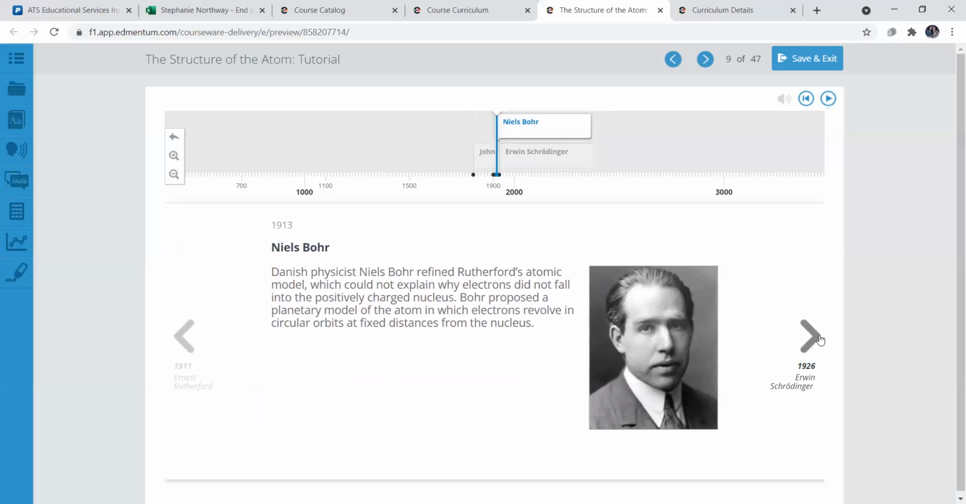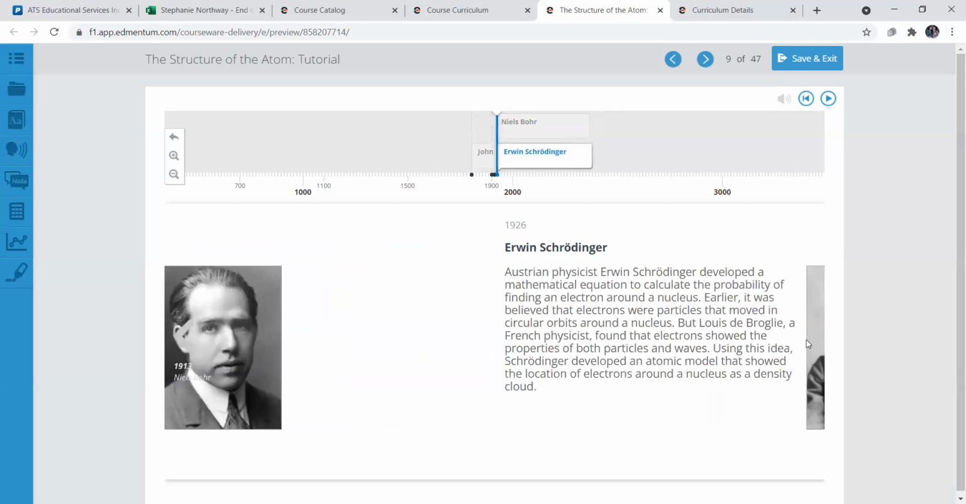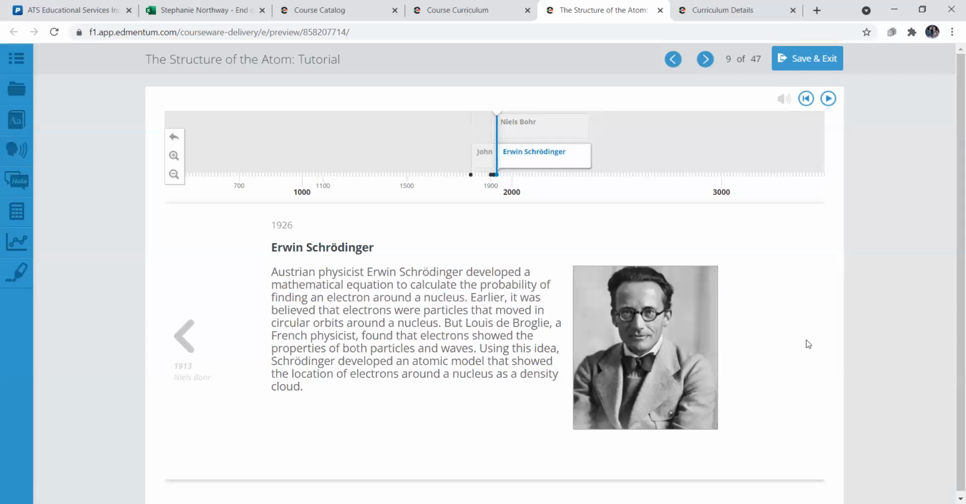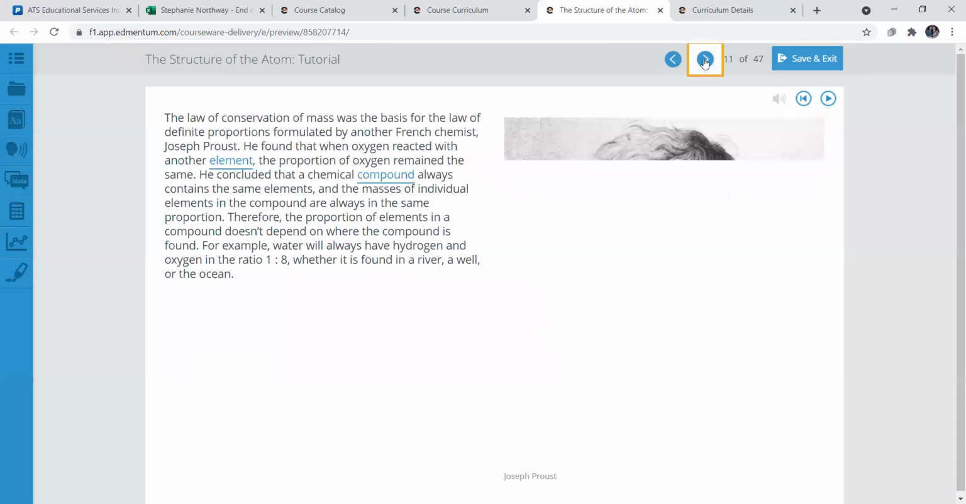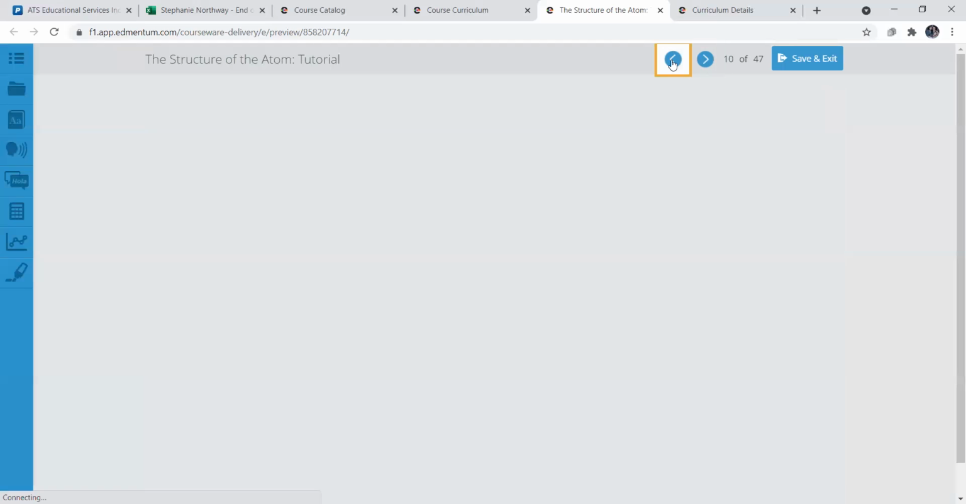Then 1913, now we're getting into more detail about, okay, electrons didn't fall into the positively charged nucleus, but why? Okay, we know that they're negatively charged. 1926, it goes even further. So now we're going even further with the atomic model here. So this just gives you a basic history of atoms and what's going on with those.